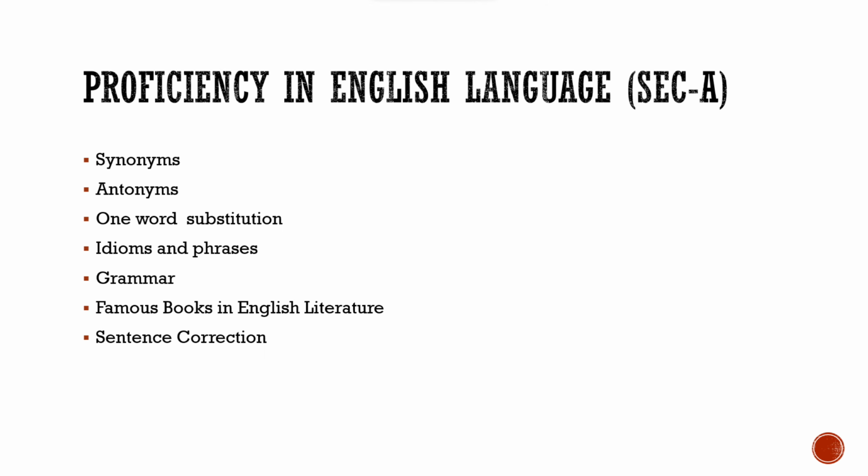So my dear aspirant, in the MBA section there is first section A, that is proficiency in English language. In that section, what all the topics you can get is here in this slide. First one is synonyms, antonyms, and one word substitution, and after that idioms and phrases, and grammar, and famous books in English literature. Last but not the least, in the English section there is sentence correction.